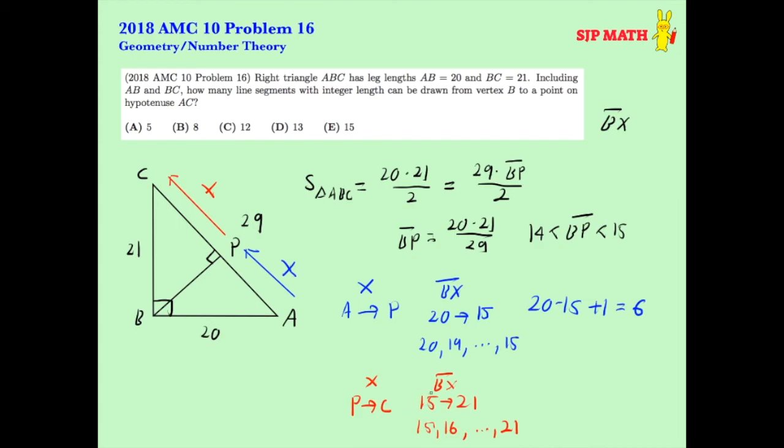And for the other case, similarly, for all the line segments with integer length where the endpoint is between P and C, the lengths are going to be 15, 16, all the way up to 21. So the number of those line segments would be the number of numbers from 15 to 21, which is 21 minus 15 plus 1, which is equal to 7. We're getting our answer now. We're going to have a total of 6 plus 7 equals 13. So 13 line segments with integer length can be drawn from vertex B to a point on hypotenuse AC.